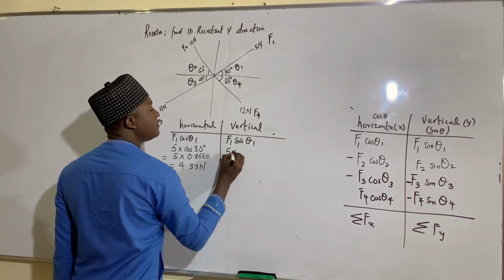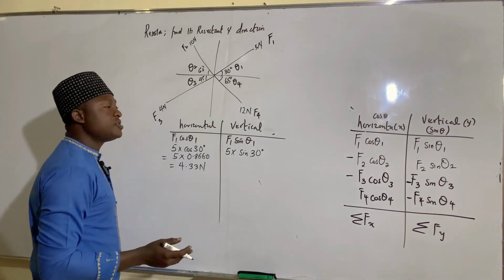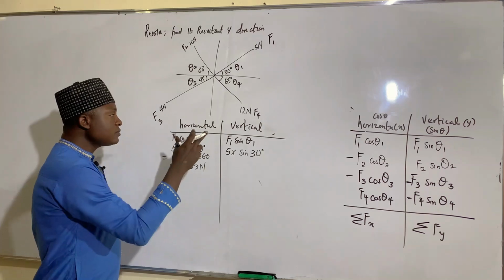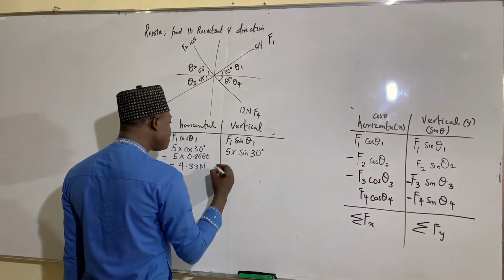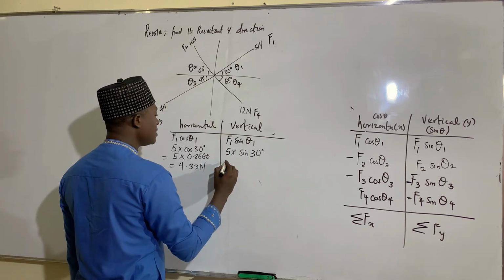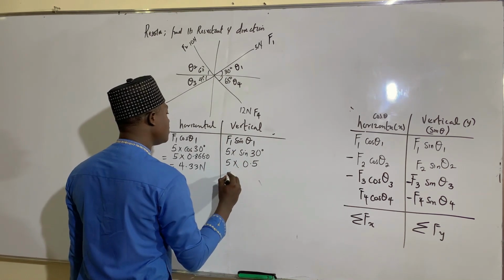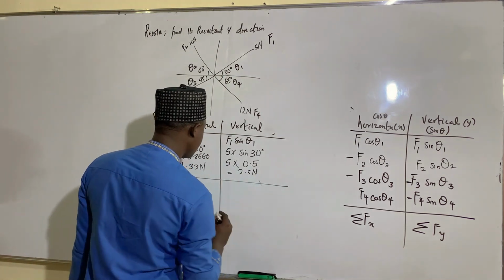The same thing applicable to that of sine of the vertical. F1 is still 5 multiplied by sine 30. You can see I'm just resolving them. The only difference is for the horizontal we are using cos, for the vertical we are using sine. So that's going to be 5 times sine 30. So you know sine 30 is 0.5, right? So if you multiply this, you are going to have 2.5 Newton. Let's demarcate it like this.